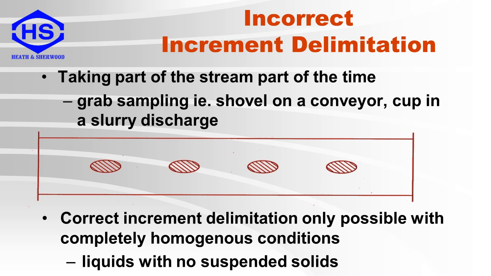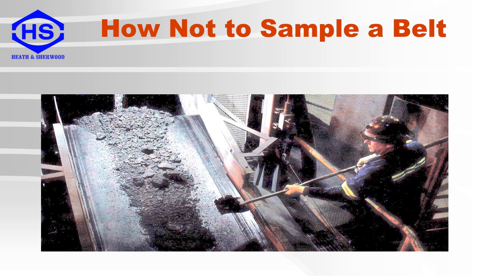Another cause of incorrect delimitation is taking part of the stream part of the time, such as grab sampling. As an example, a shovel on a conveyor belt or a cup in a slurry discharge launder. Correct increment delimitation is only possible in this case with completely homogeneous conditions, liquids with no suspended solids. Here is an example of taking part of the sample part of the time. In this case, the operator is unlikely to select the larger rocks, which will create a bias.